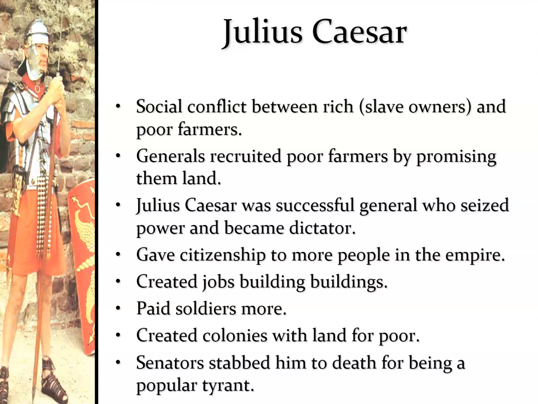He gave citizenship to more people inside of the empire so that they could vote. He created jobs building public buildings. He paid his soldiers more, all of the soldiers in the Roman army. As he was conquering territories, he was creating colonies with land for poor people. And all of this success was good, except that a number of the senators didn't want to have a dictator or somebody ruling over them. They thought that they should be able to also influence political policy. And so they hatched a plot to stab him to death for being a tyrant, even though he was a popular tyrant.